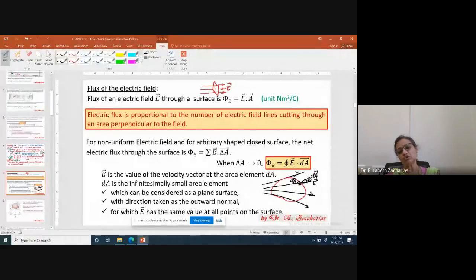And how do you choose your dA? dA should be so small that for that area, E should be uniform. It should be so small that you can almost consider it as a plane surface. And then the direction is the outward normal. And what is the E vector value? It depends on which point you're taking, whatever the E value is there. So this way you do an integration, and what you get is called the electric flux.